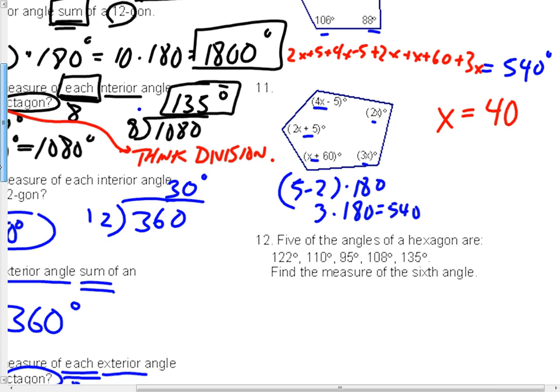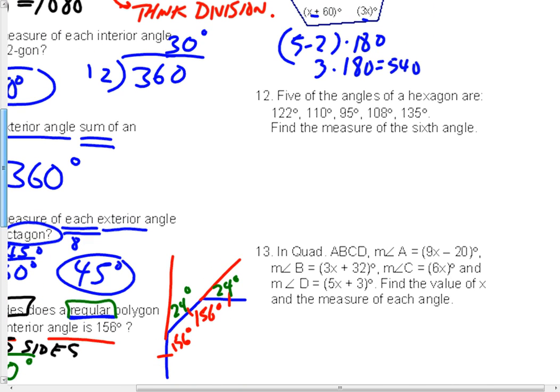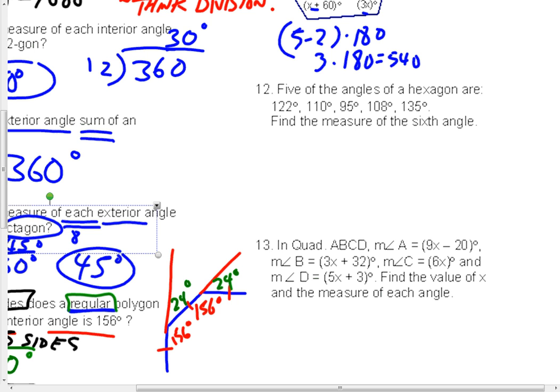Only difference with these problems is that you don't have your picture. 5 of the angles of a hexagon look like that. What do you want to call the measure of the 6th angle? How about if we give it a variable name? This is why you learned your algebra, so that you could set up your own equations and solve them this year.